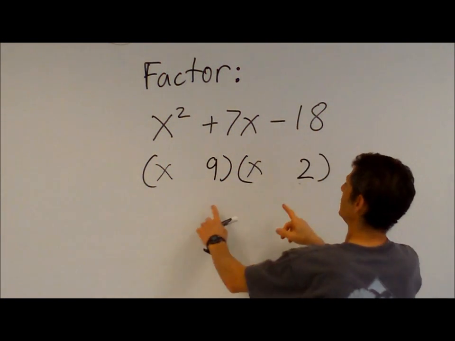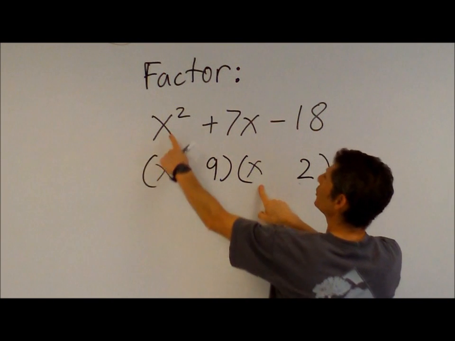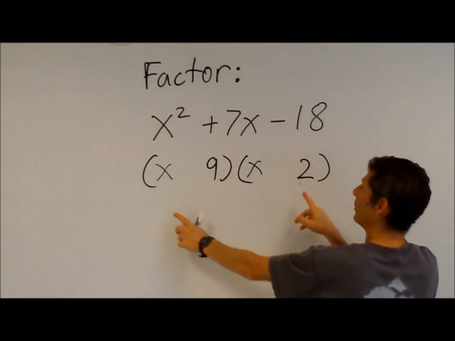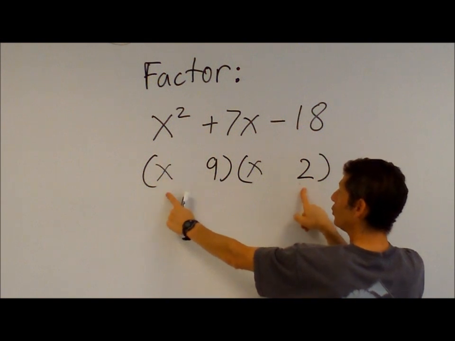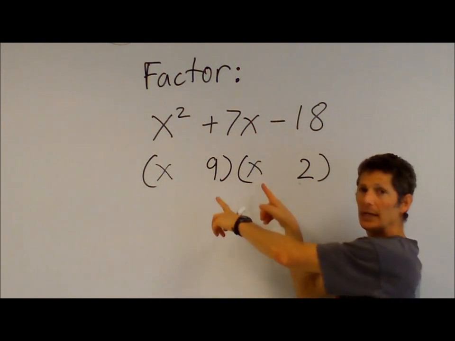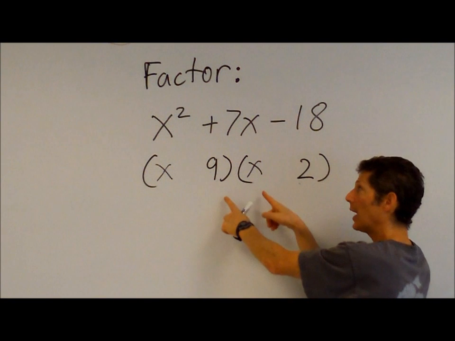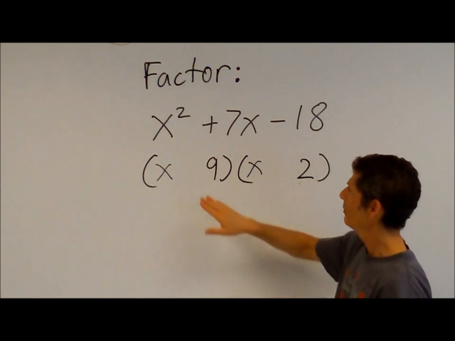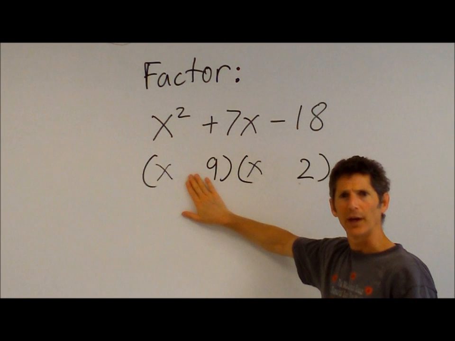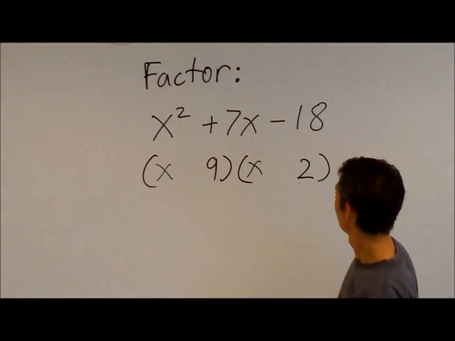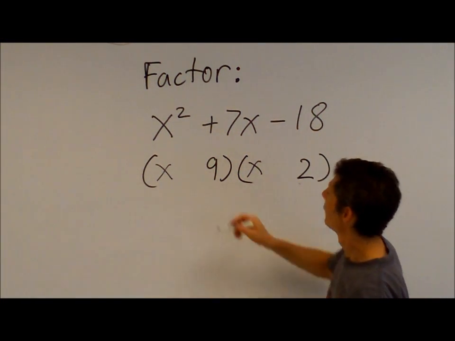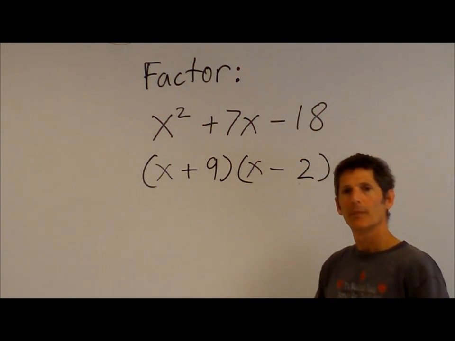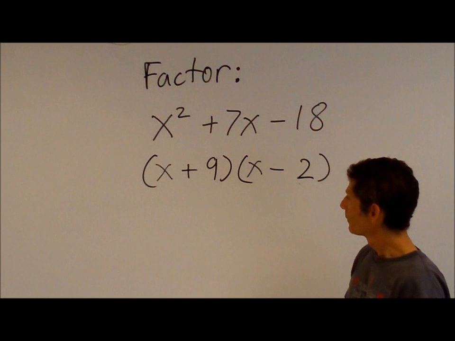Let's see, that's looking like some potential. The first term works. The last term gives me an 18. I don't know about the signs yet, but the outers give me a 2x and the inners give me a 9x. So from a 9x and a 2x, I can get a 7x. Should I make the 9 negative or the 2 negative? I think you want the 9 positive, because that gives you a positive 9x and a negative 2x, which combine to give you a positive 7x.